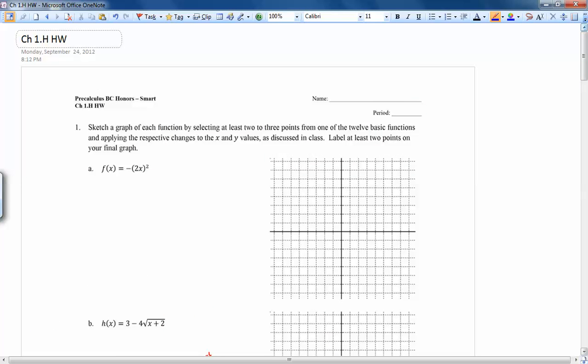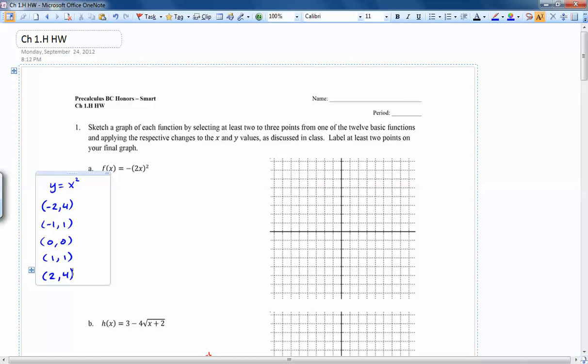So what I want to do here is chapter 1H, number 1A. And in this one, our root function, or our parent function, is going to be y equals x squared. So some common points that we can use with that would be (-2, 4), (-1, 1), (0, 0), (1, 1), and (2, 4).